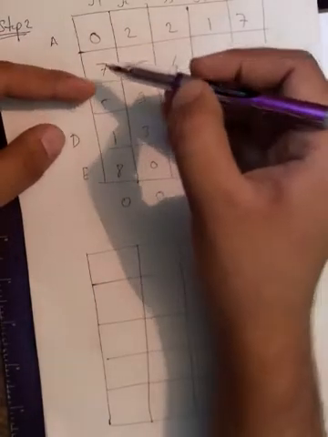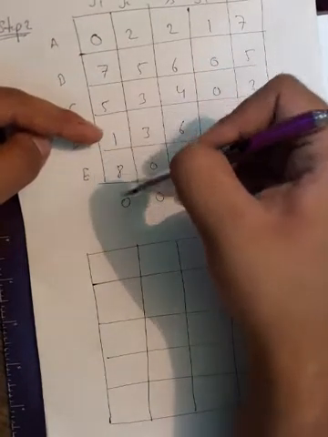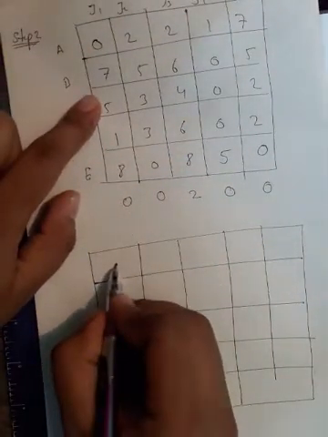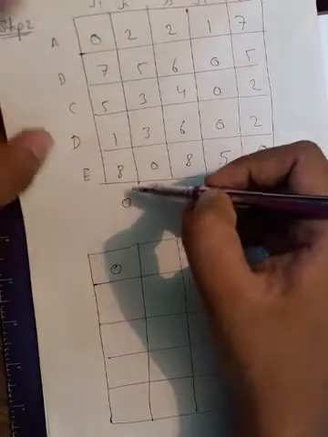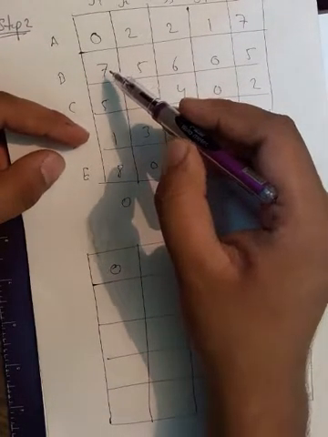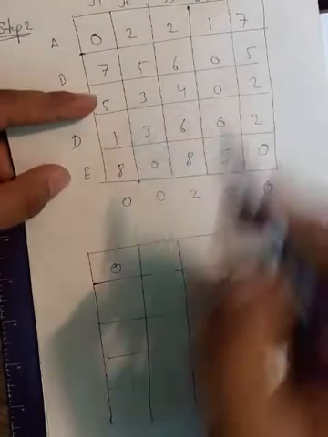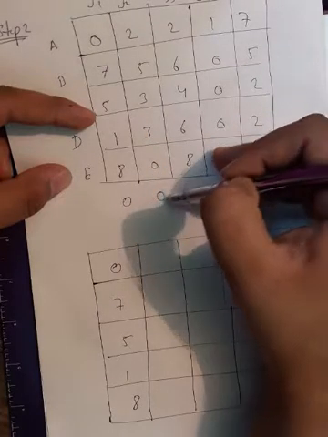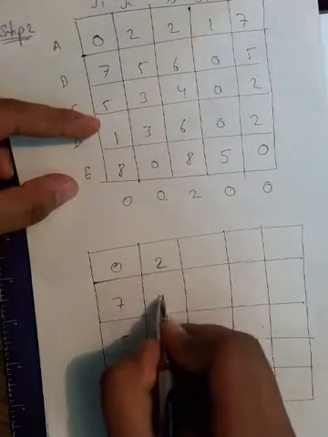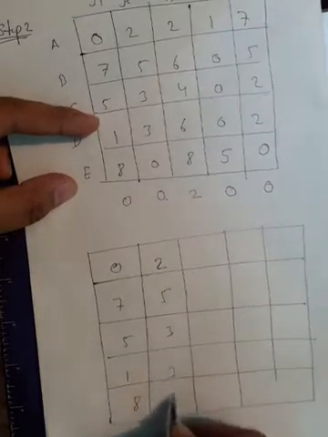Now you have to subtract the minimum value of each column from the elements of that column. In the first column, since the minimum is 0, we subtract 0, so the element values remain as they are: 0 7 5 1 8. In column 2 again we subtract 0, so writing as it is: 2 5 3 3 0.